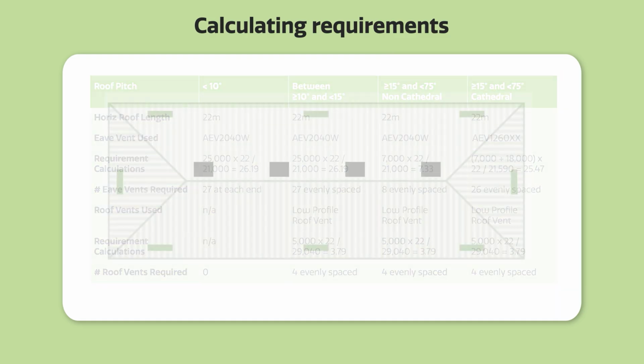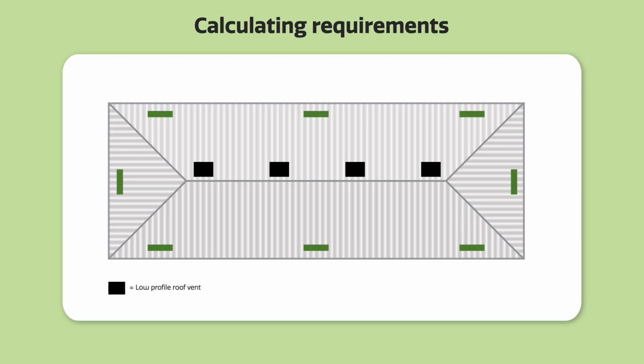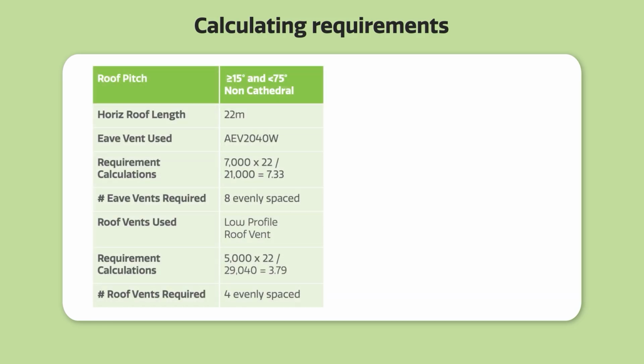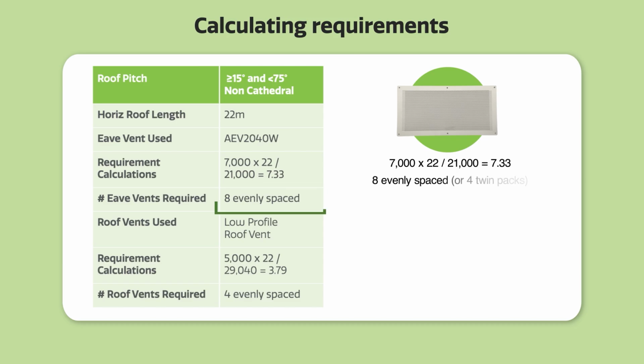For our example, we will choose to use low profile roof vents and the aluminium eave vent. We will assume the length of the house is 22 meters. The pitch of the roof is 22 degrees. Therefore, looking at the table, this house needs 7,000 square millimeters per meter at the eaves and 5,000 square millimeters per meter at the high level. So to calculate the number of aluminium eave vents required at the eave, we calculate 7,000 multiplied by 22 divided by 21,000. This is 7.33, which we round up to 8 or 4 twin packs.